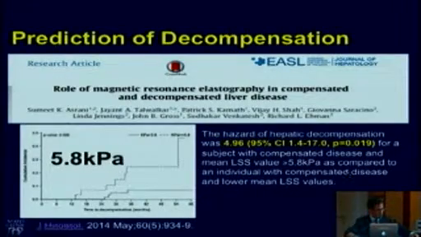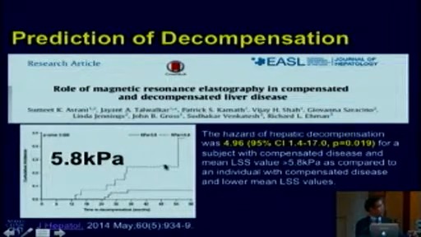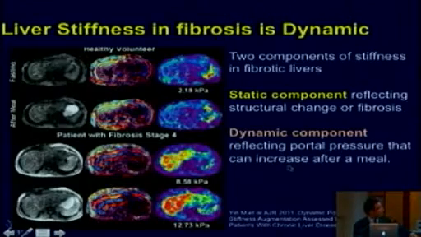And this is a new development we also found out with our review of our cases. We actually could find out that we can predict decompensation in a compensated liver by using liver stiffness. Using a cutoff value of 5.8 kilopascal in patients with compensated liver fibrosis has a hazard of decompensation of 4.96 for patients who had these as compared to those who had the lowest liver stiffness value. So MRE may be useful for prognostication as well if you do it as a baseline investigation.